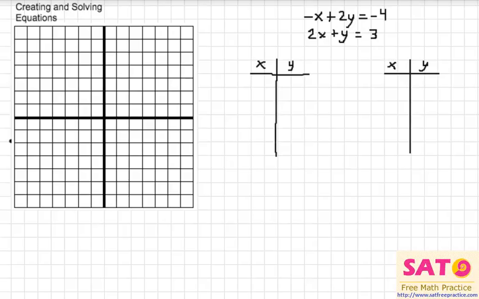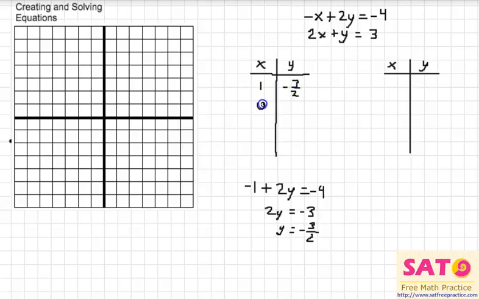Let's now try graphing as a different method to solve an equation. The third and final way to solve equations is to graph them and find the intersection of those two equations. So let's make a little table chart so we can see the points to graph them. Let's start with the first one. If, let's say, x is 1, then negative 1 plus 2y equals negative 4, 2y equals negative 3, and y equals negative 3 over 2. So 1, negative 3 over 2.